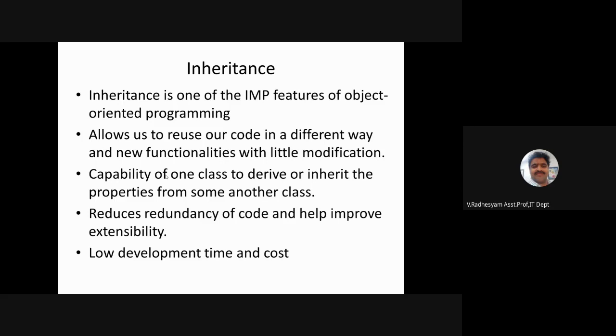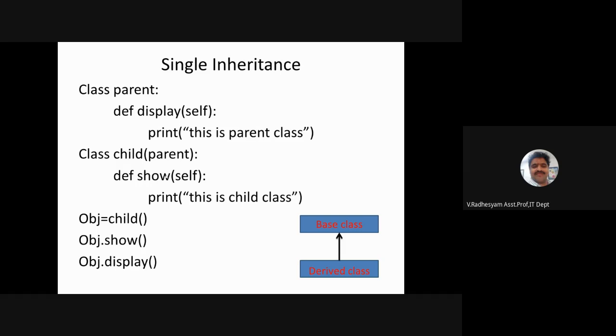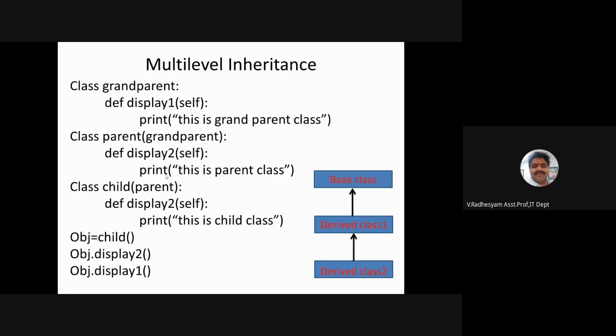This is about what inheritance is. And what are the types of inheritance? Single inheritance means a parent and a child. And multi-level inheritance is a grandparent, parent and child. We can enjoy the properties of our parents, and not only the parents, but of the grandparents also, right?